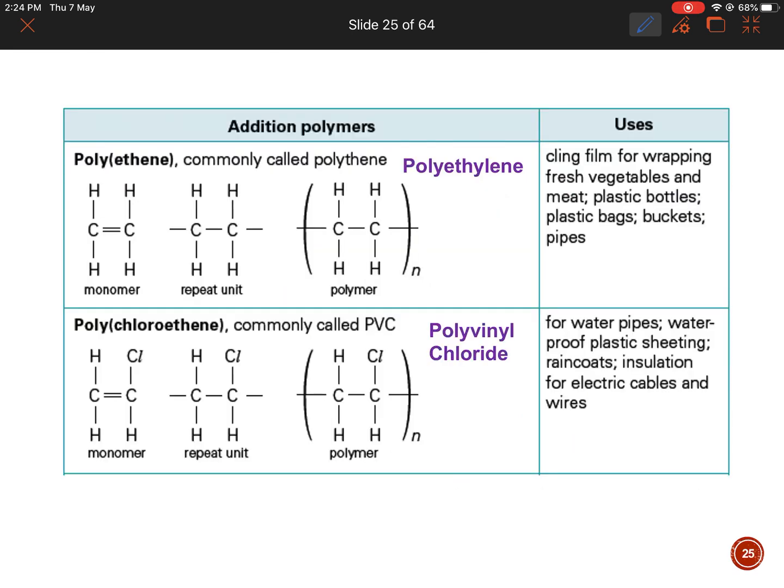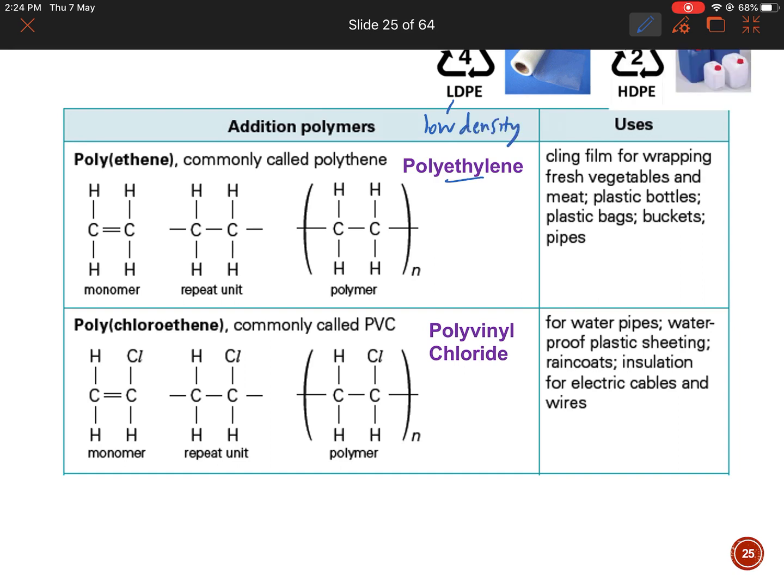So there are many addition polymers. Polyethylene, also known as polythene, and there are actually two types of polyethylene. LDPE is low density and is your plastic number 4. HDPE is high density. So from the same monomer, you can have two types of polymers depending on the pressure that it is subjected to, and these two polymers have different properties.